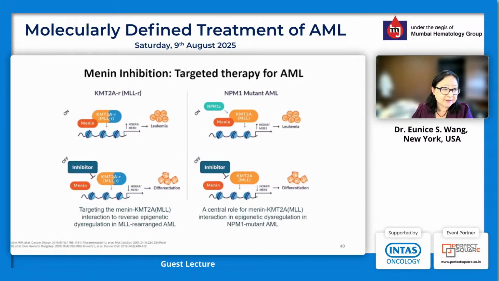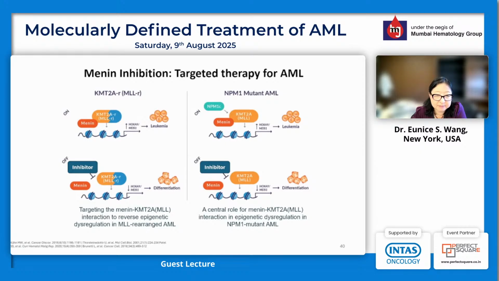So last, I'd like to end in the last maybe 15 minutes of my talk talking about a new molecularly targeted approach for acute myeloid leukemia, and that is menin inhibitors. Menin inhibitors are a novel class of agents which was pioneered to look at two other molecular subgroups of acute myeloid leukemia that previously had no specific targeted therapies. And those are patients with NPM1 mutant disease, as well as patients with KMT2A rearranged disease.